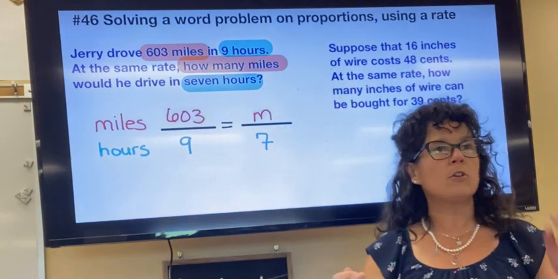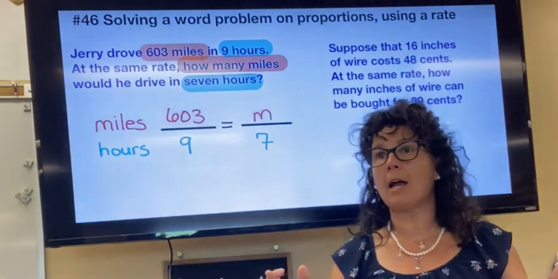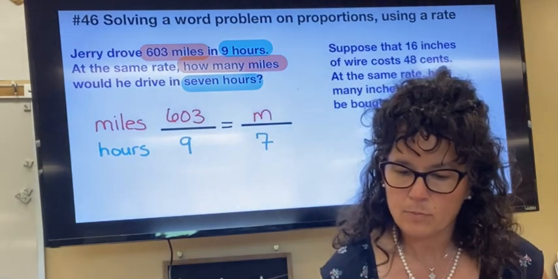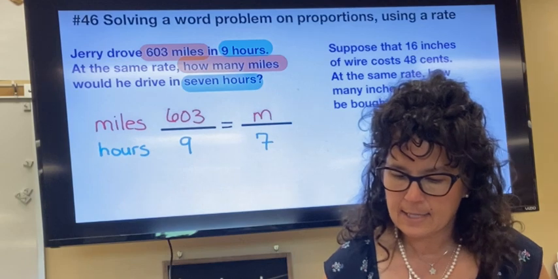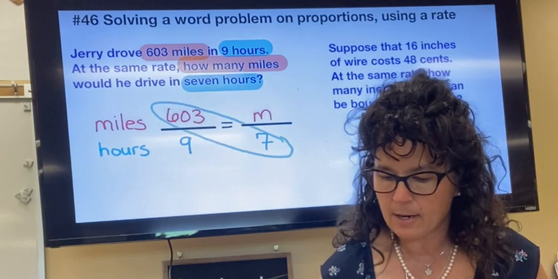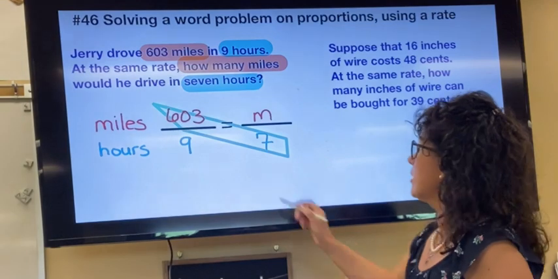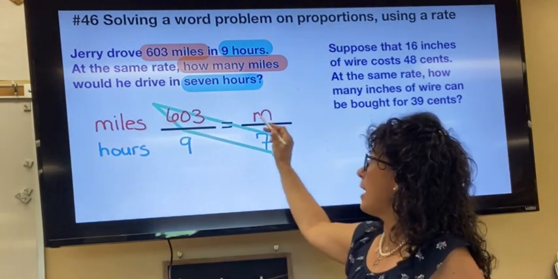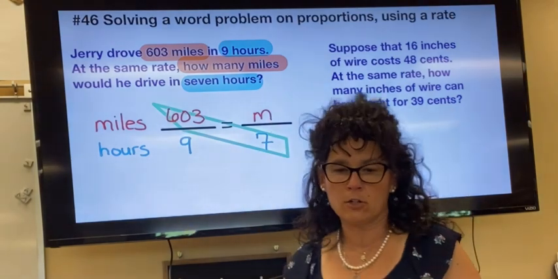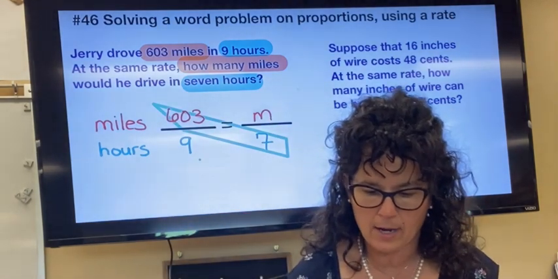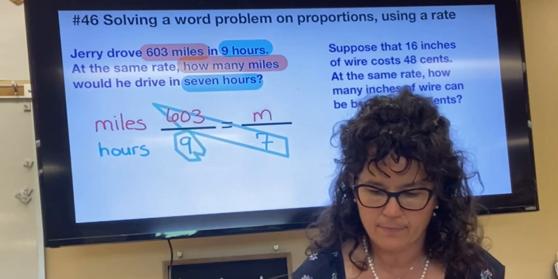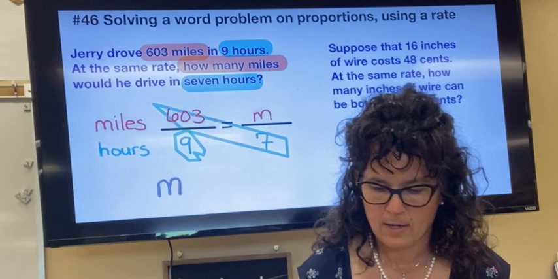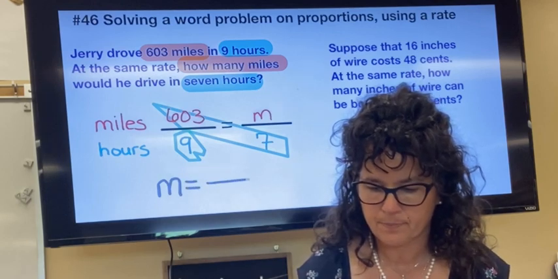Finally, to solve, I don't know if you guys remember this saying, cross multiply, then divide. If you cross multiply, that means you want to always multiply the numbers that are diagonal to each other. So these ones are diagonal. And then divide by the one that is diagonal to the letter. So I'm going to divide by this 9.